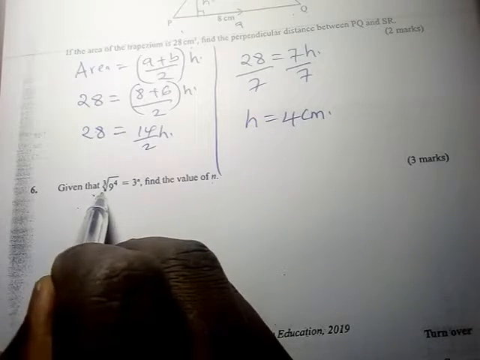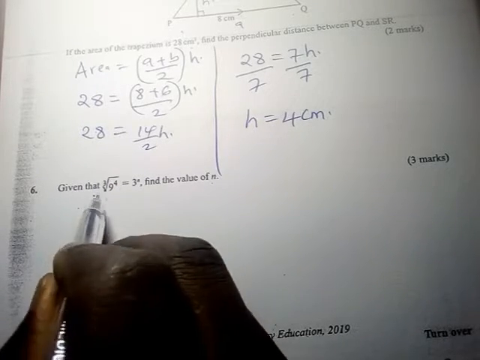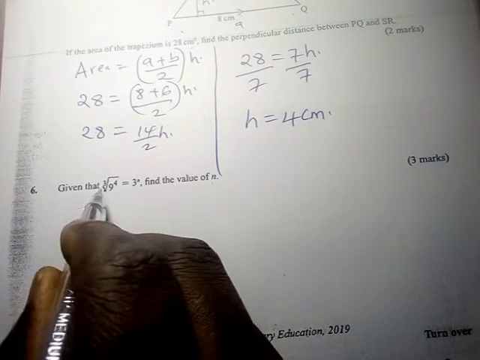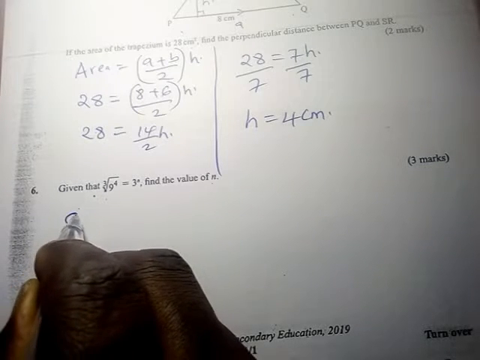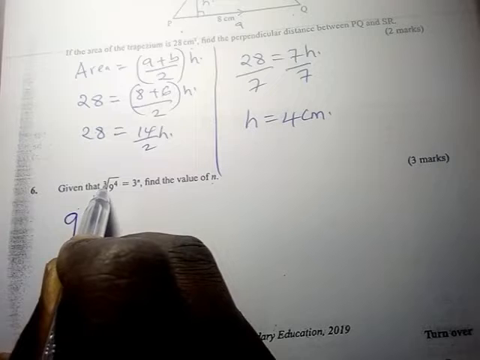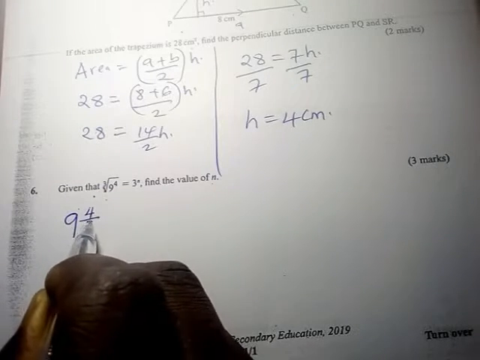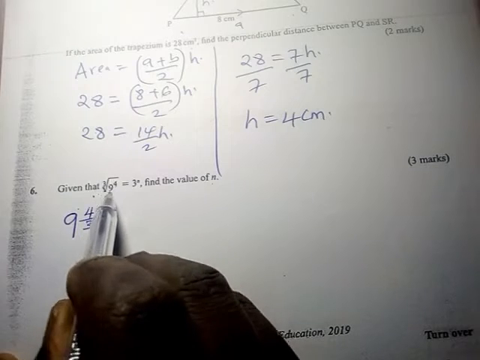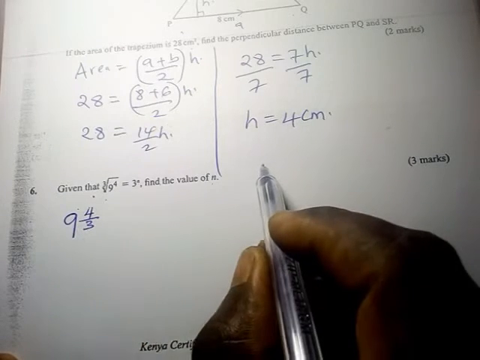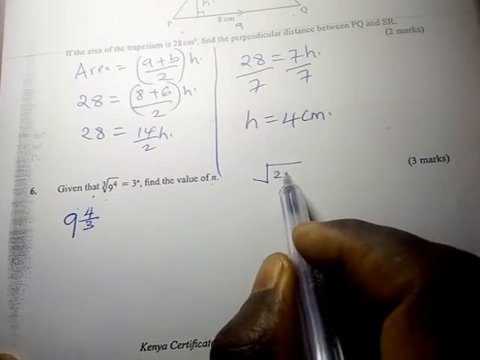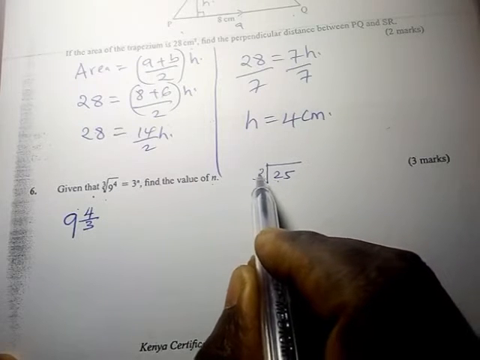Given, so this one is the same as 9 cube. This is the power which is going to be 4 over 3. This is written in the same way as when you are given the square root of 25. The square root here is 2.